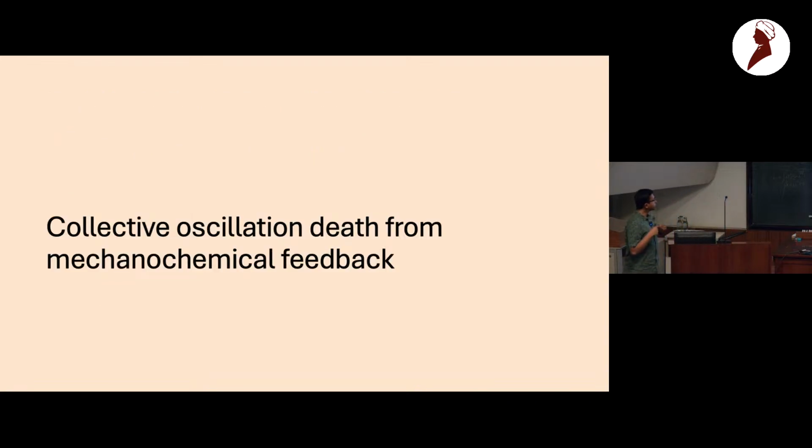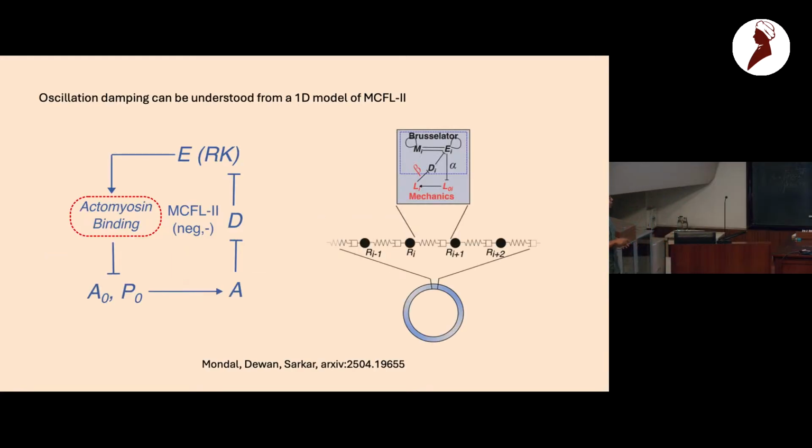And to do that, we will try to understand how mechanochemical feedback can give rise to collective oscillation death. And it arises from something called PT symmetry breaking that happens in non-Hermitian systems. To do so, we consider a 1D version of this system, okay? So in 1D, the epithelial tissues are nothing but springs that have some preferred length, L0, and some actual instantaneous length, L, okay? So instead of A0, P0, we have L0, and instead of the area, we now have the length of these tissues, okay?